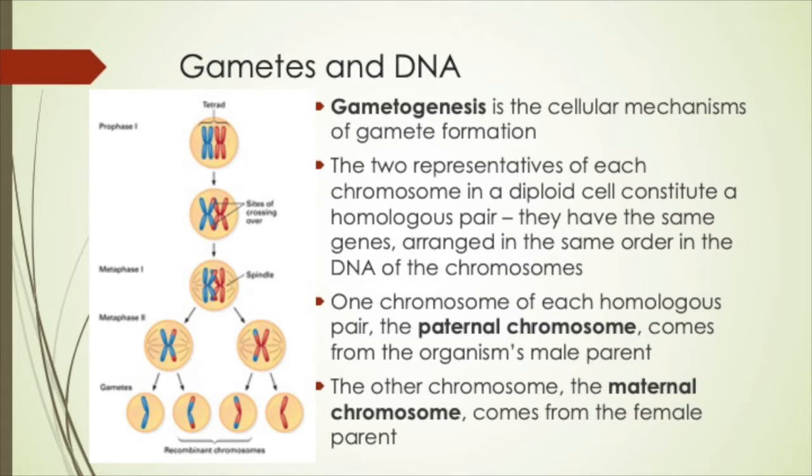The two representatives of each chromosome in a diploid cell constitute a homologous pair. Homologous just means that they have the same genetics. They have the same genes arranged in the same order of the DNA in the chromosome. One chromosome of each homologous pair, the paternal chromosome, comes from the organism's male parent, and the maternal chromosome comes from the female parent.